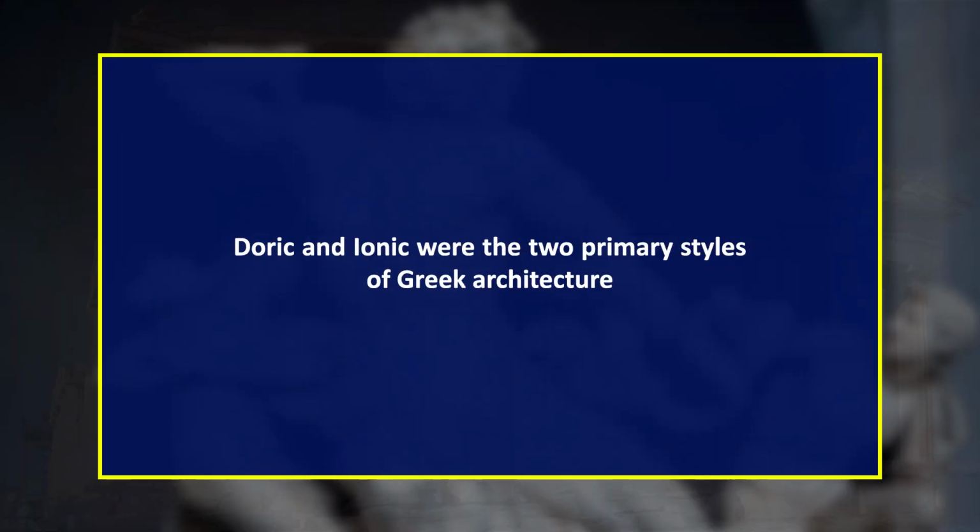Doric and Ionic were two primary styles of Greek architecture. These titles were used by the Greeks themselves and indicated their conviction that the styles were descended from the Dorian and Ionian Greeks of the Dark Ages.